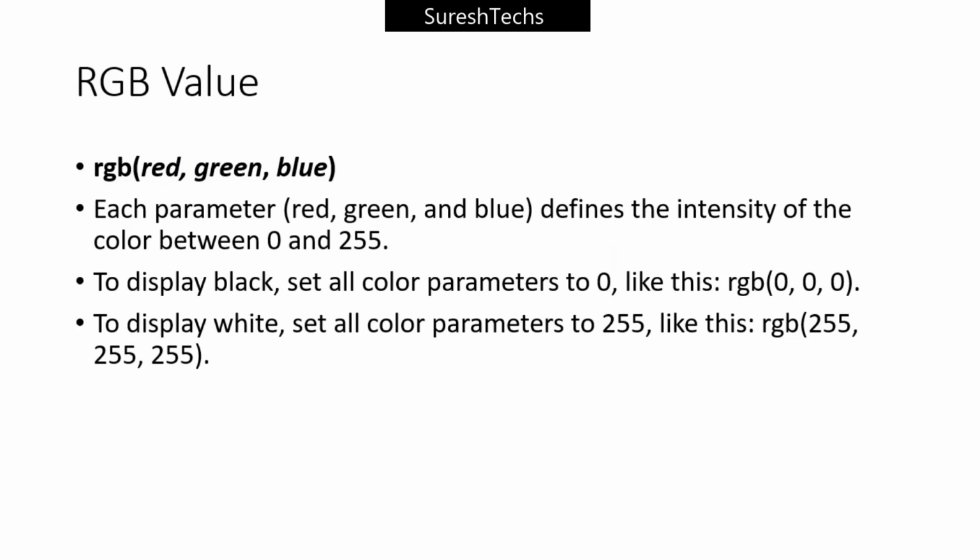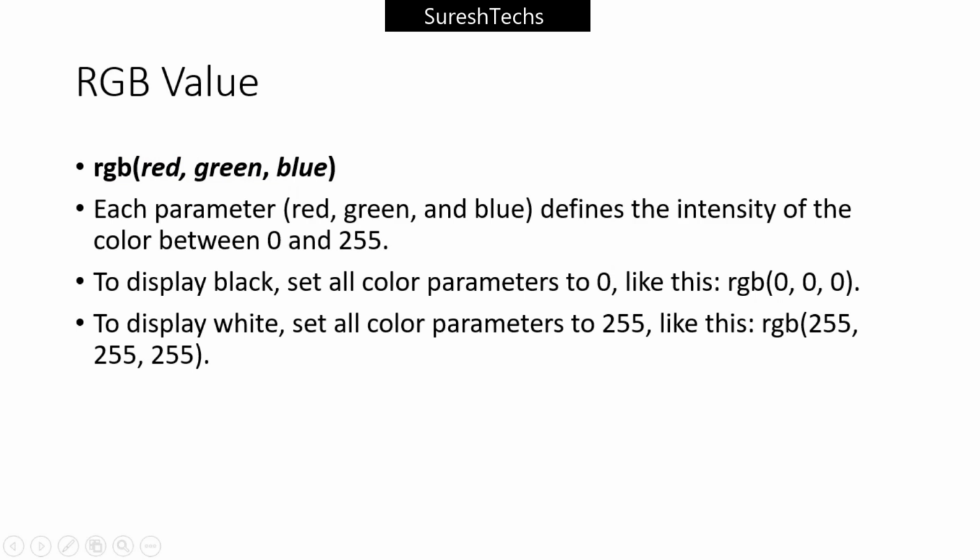Consider you have a ball, and then take three palettes. One is red, green, and then blue. So mix these colors. The outcome will be some other color. So whenever you are mixing these three colors, you will get some other color. How do you mix it? With different intensities. Each parameter, red, green, blue, defines the intensity of the color between 0 to 255.